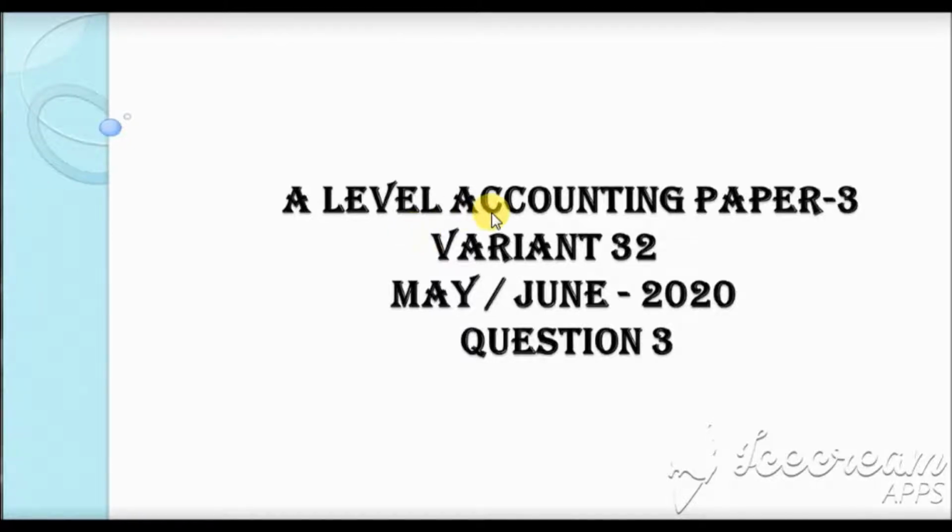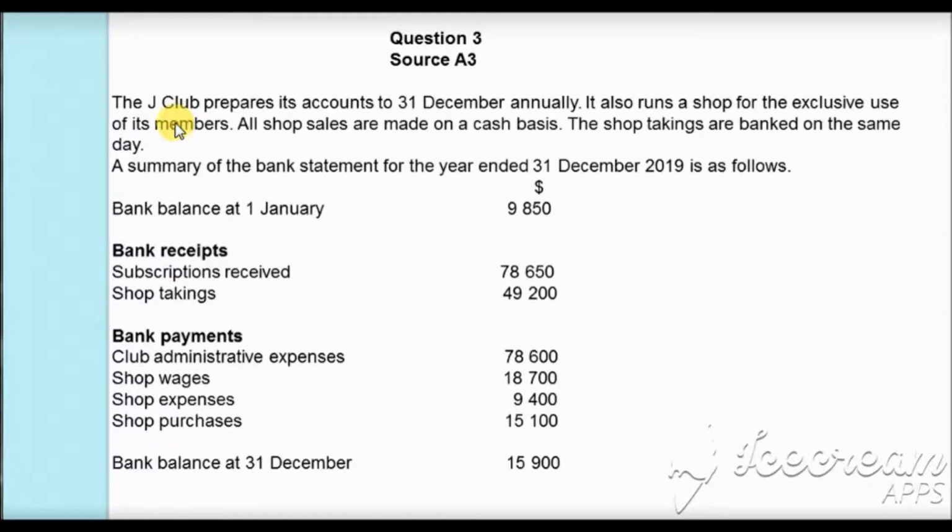In this video, we are going to do a question from paper 3, variant 32, May-June 2020. Question 3 is based on not-for-profit organizations. The question states that J Club prepares its accounts to 31st December annually. It also runs a shop for the exclusive use of its members. All shop sales are made on a cash basis. The shop takings are banked on the same day.